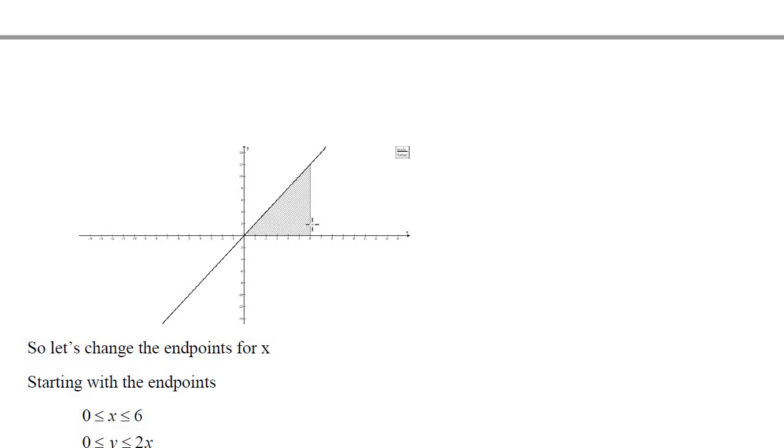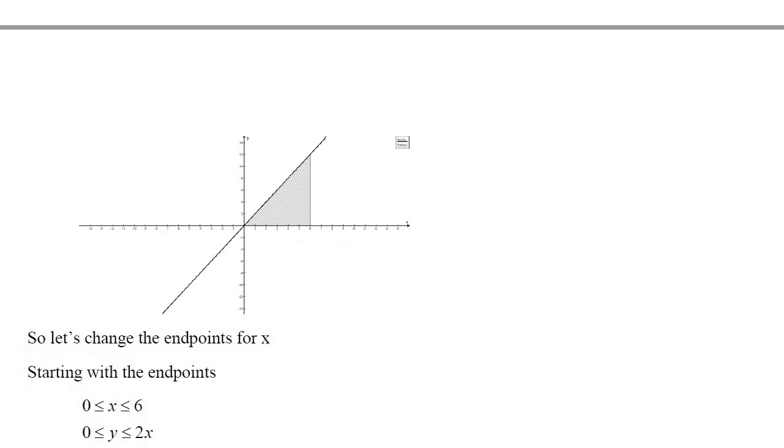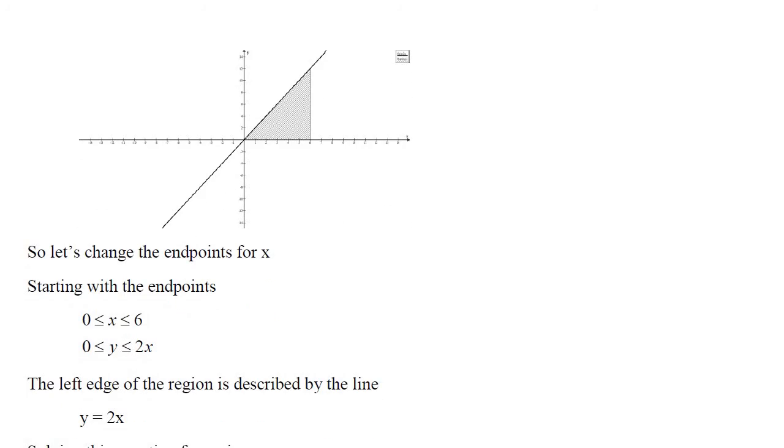it is going to look like this. So y went from y equal to 0 up to this line, y equal to 2x, and then x, the left bound, started at 0, and it went to this right bound, which is at 6. So let's change the order of my integration. If I change the order of my integration, the left edge is going to be this slanted line. I'm going to go from this left edge to this right edge.